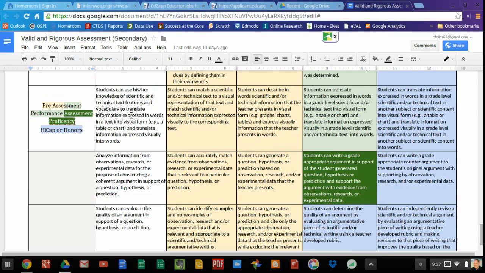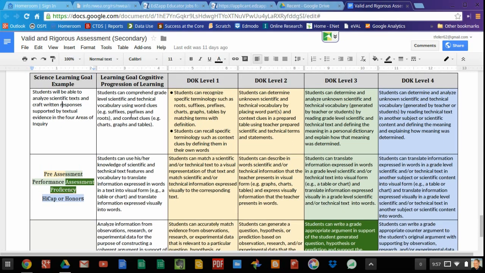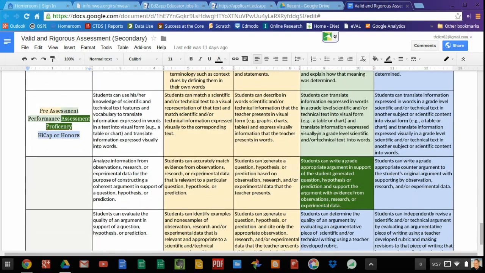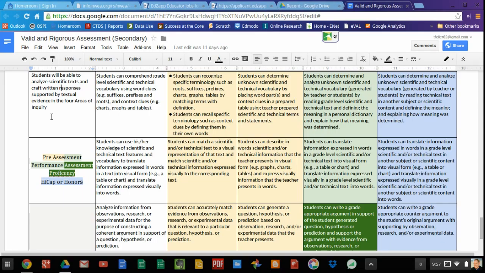But when I really look at it, where is the place where proficiency is based on Next Generation Science Standards? Well, when I've gotten done writing the learning progression, I really realize that proficiency is that the student can write a grade-appropriate argument in support of the student-generated question, hypothesis, or prediction, support the argument with evidence from observations, research, and/or experimental data. So this is the proficiency. This is how a student's going to demonstrate this learning goal, right here.